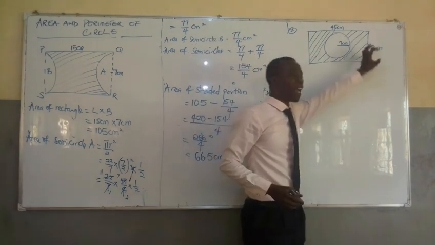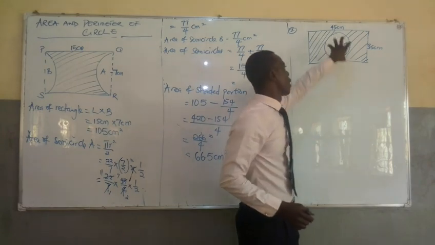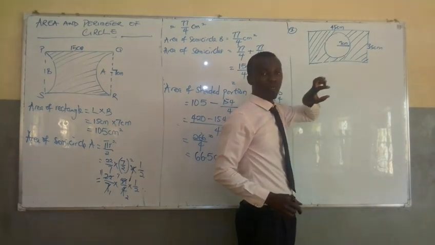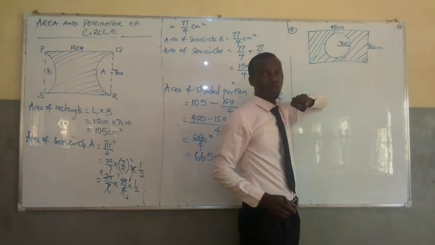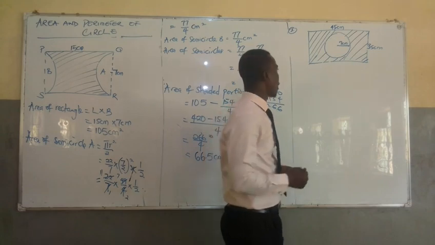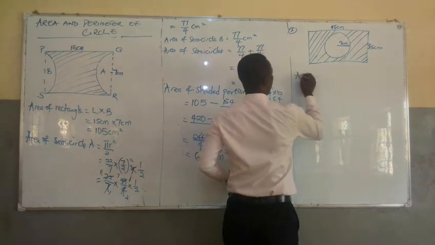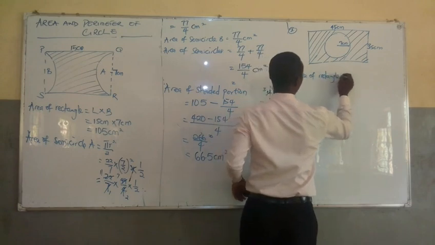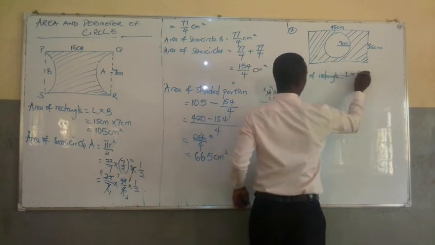Again, I'm going to find the area of the rectangle. Find the area of the circle. I'm going to remove the area of the circle. Look at it, it's removed. I'm going to remove the area of this circle from the area of the rectangle entirely. So I have area of rectangle. That gives me length times breadth, of course.